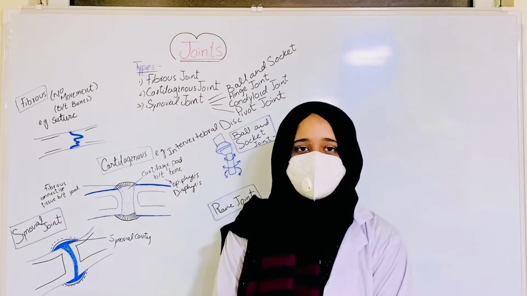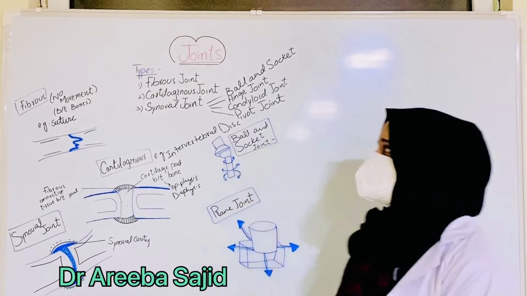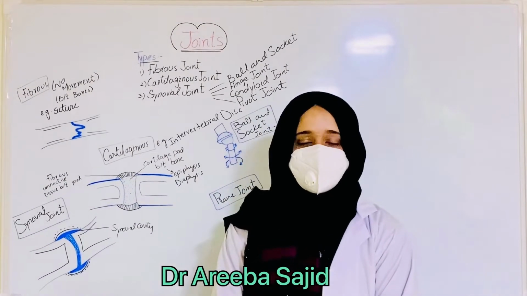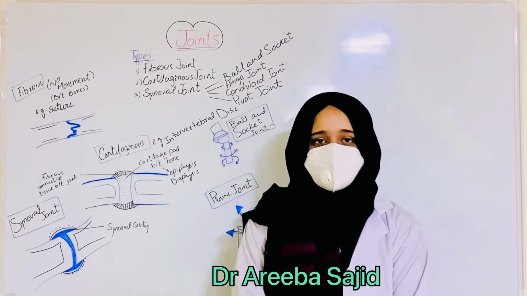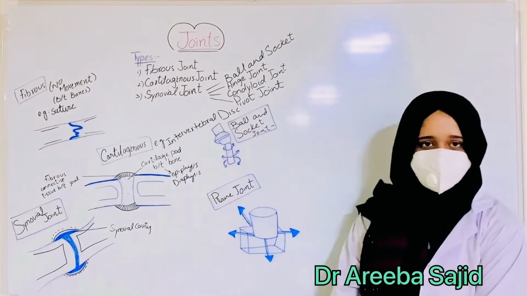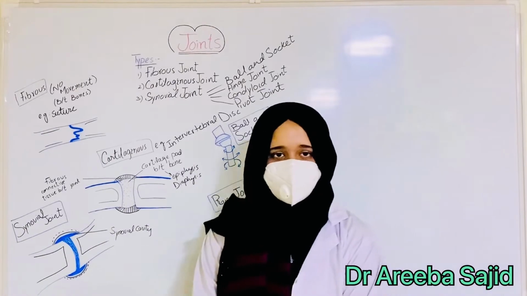Assalamu alaikum. My name is Ariba Saji. Today my presentation topic is joints. A joint is the area where 2 or more bones meet and allow movement. Cartilage is the tissue that covers the bone at joints. There are 3 main types of joints: fibrous joint, cartilaginous joint and synovial joint.